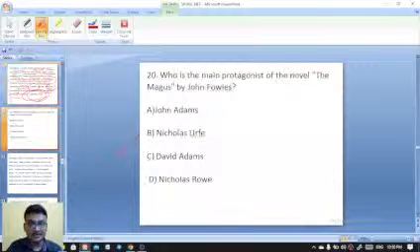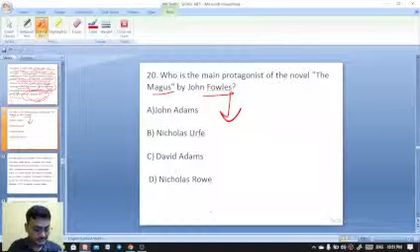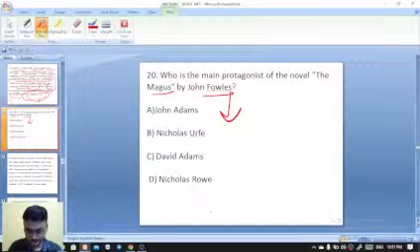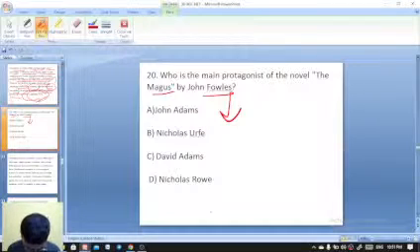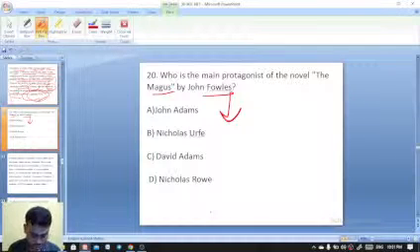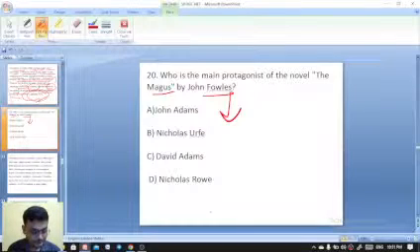Who is the main protagonist of the novel The Magus by John Fowles? The French Lieutenant's Woman, The Magus, The Collector. These are famous works by John Fowles. The Magus. Who is the protagonist of this novel?